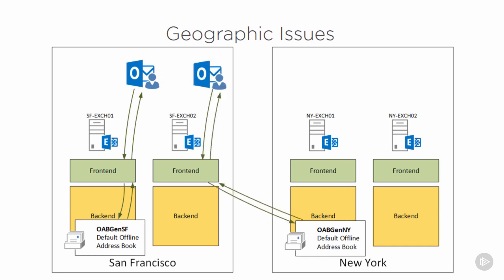But then the New York user does some traveling, maybe spends a week working out of the San Francisco office. In this situation, they might connect to San Francisco Exchange servers, but because they've been configured to use the New York offline address book, their connection is having to be proxied back across the WAN to New York to retrieve those offline address book files. So now we have the problem again of a less than optimal client experience.